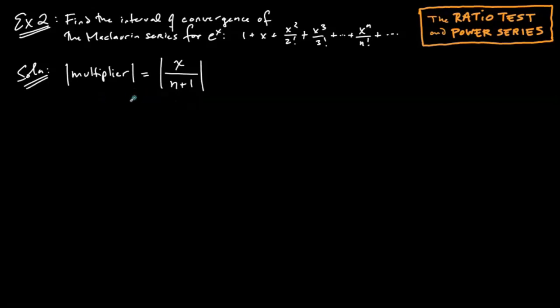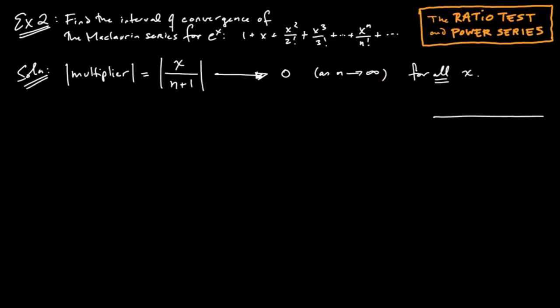Anyway, what is this multiplier doing for us? We want to think about what it looks like in the limit, in the long run, as n goes to infinity. So we're going to take that limit right now. What happens as n goes to infinity? Well, x just sits there, but the denominator, n plus 1, blows up to infinity, eventually swamping x, whatever it may be, which means that the entire fraction goes to 0 as n goes to infinity for all values of x.